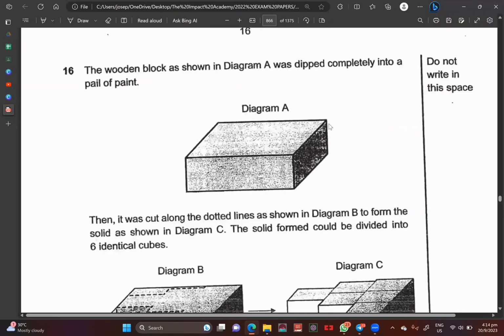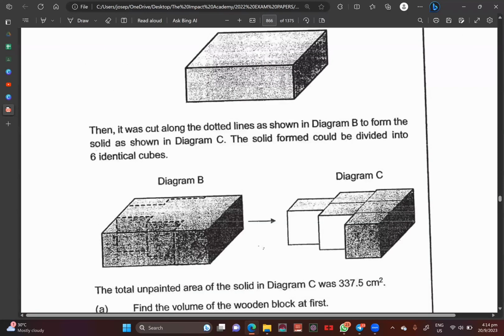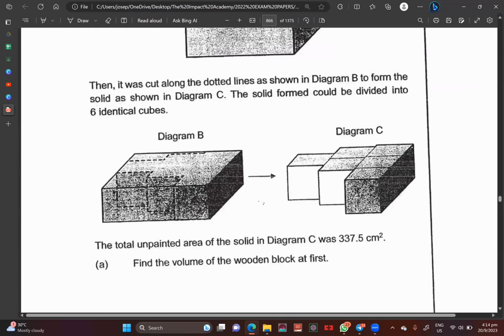Hi everybody, today we are looking at a question like this. As you can see over here, it says that the wooden block as shown in diagram A was dipped completely into a pail of paint. Then it was cut along the dotted lines, as you can see all of these dotted lines over here, as shown in B, to form a solid, as shown in C.